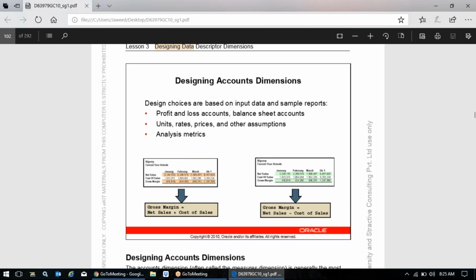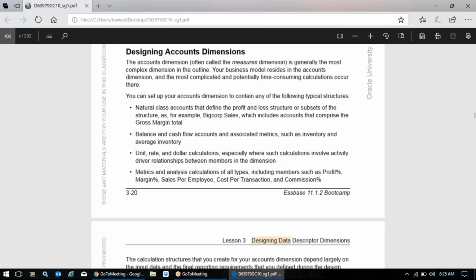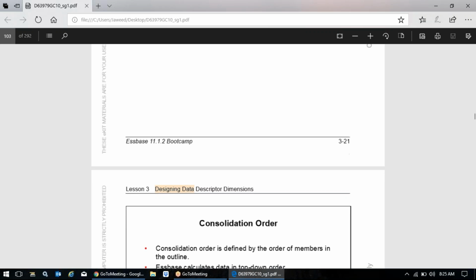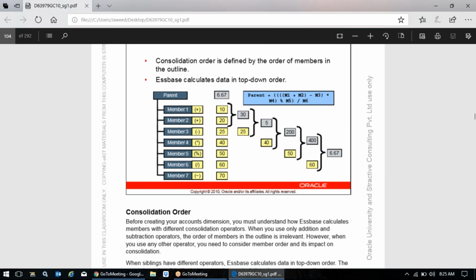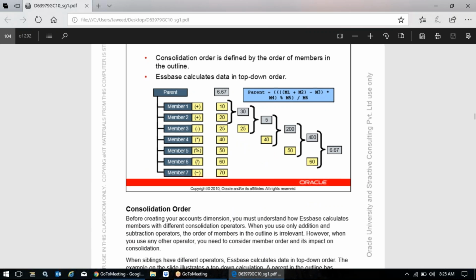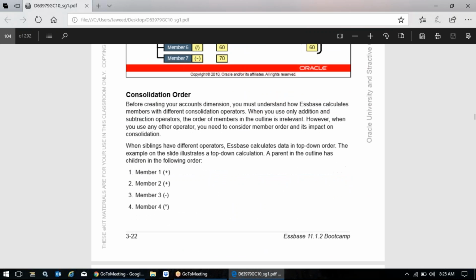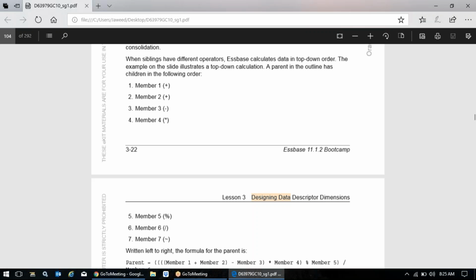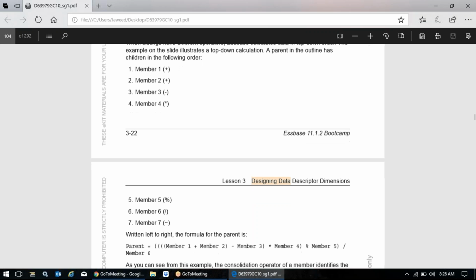This is something which we will deal with tomorrow. Okay, designing accounts dimension. It's a very good topic. Yeah, this is nice. The consolidation order. Do you remember this BODMAS rule? Yeah. That's pretty much what is applied here.